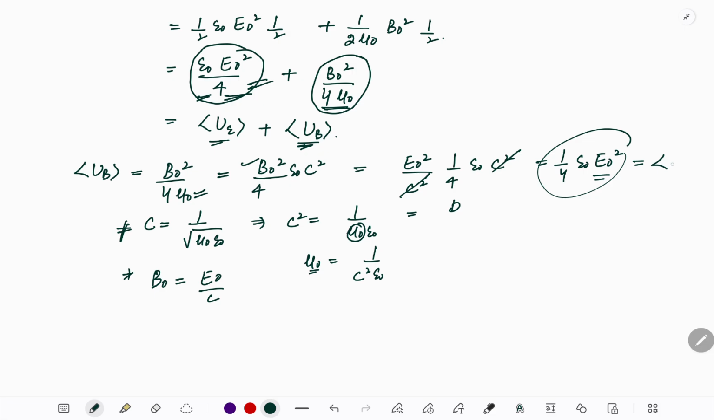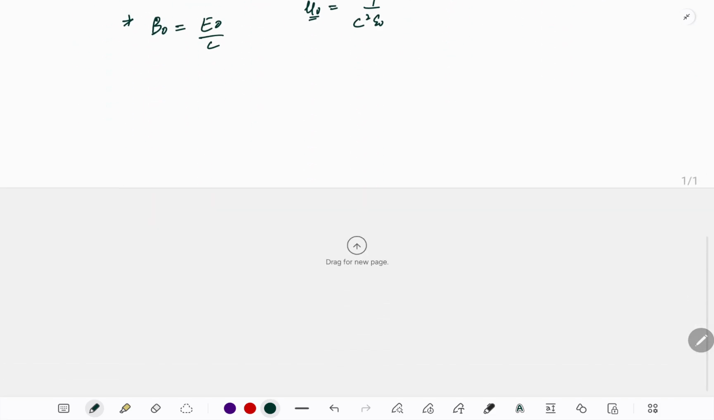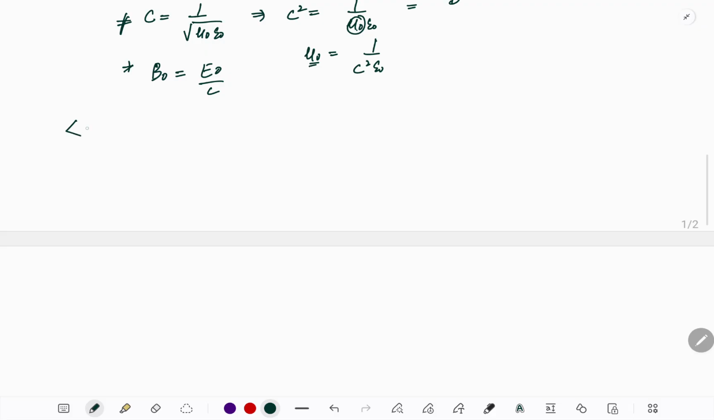This is the average of UE. So finally, what we got is that the total average energy, that is the average energy per unit volume of an electromagnetic field or electromagnetic wave, is the average of UE plus the average of UB, but this is equal to this thing.